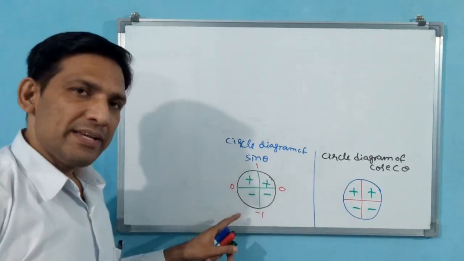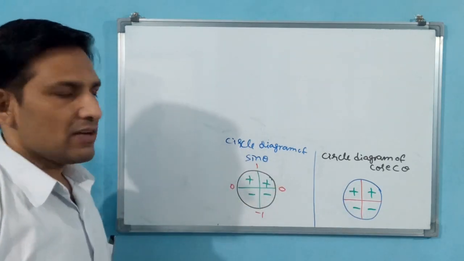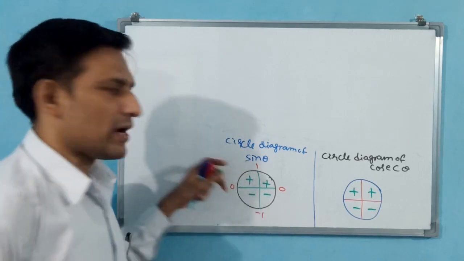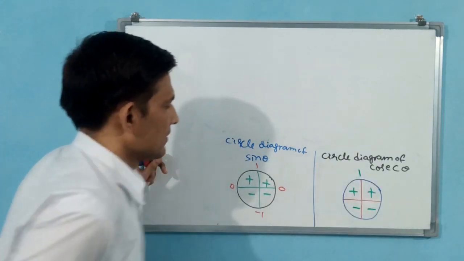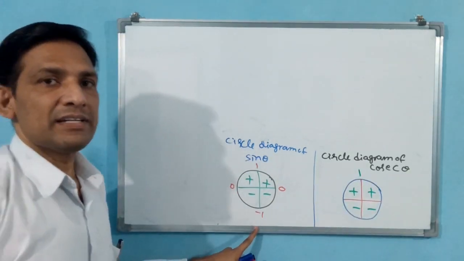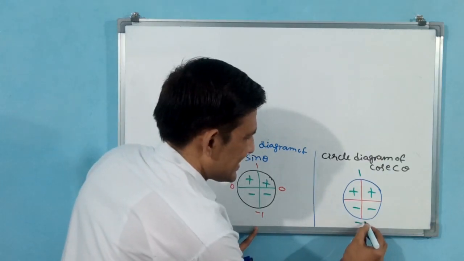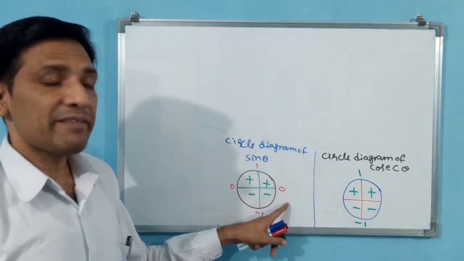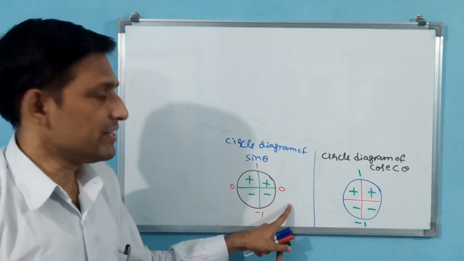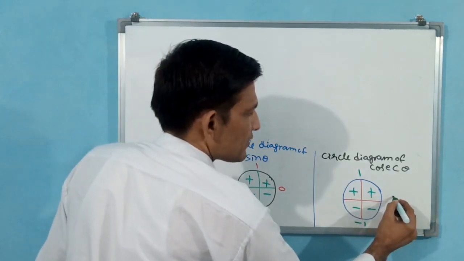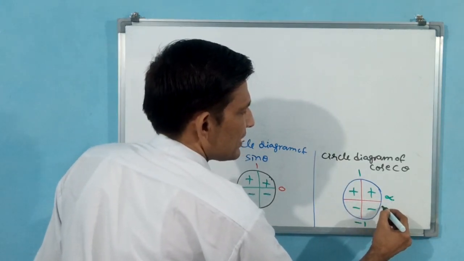Cosecant theta is 1 by sin theta. 1 divided by sin theta. 1 by 1, 1. 1 divided by minus 1, minus 1. 1 divided by 0, infinity. But you see carefully, here positive infinity, here negative infinity.